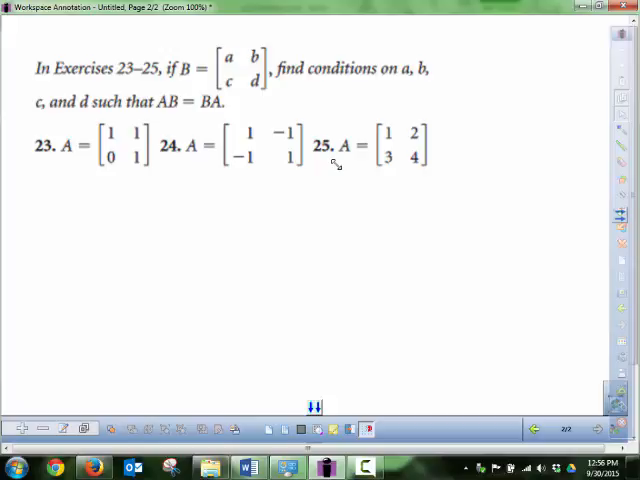So let's do one of these, 23, 24, 25. Which one should we do? Any guess? Let's do 25.